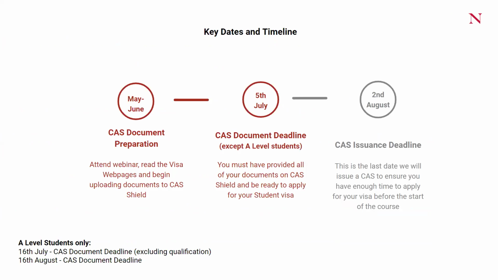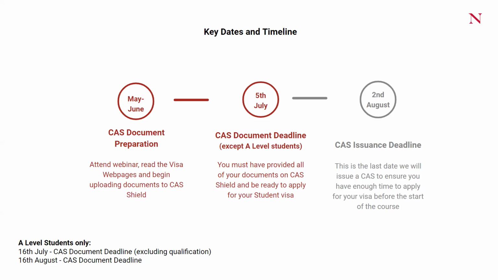Here are some key dates and a timeline. So between May and June, this will be the CAS document preparation time. So this is when you attend webinars, read the visa web pages, and begin uploading documents to your CAS Shield account.